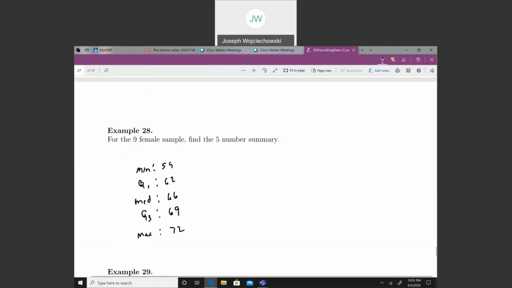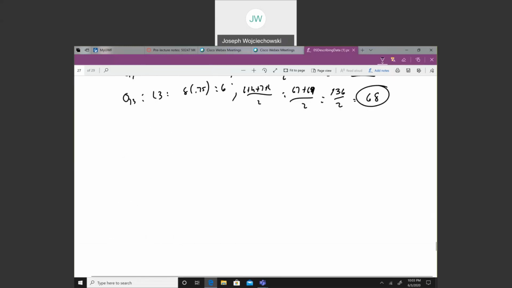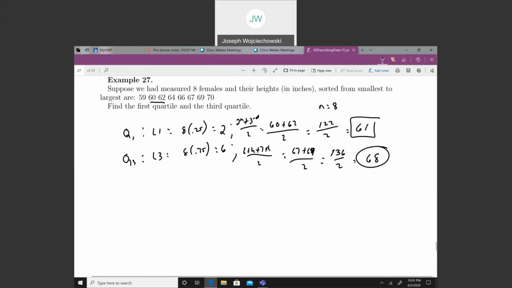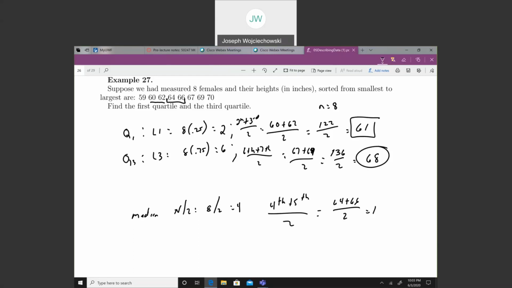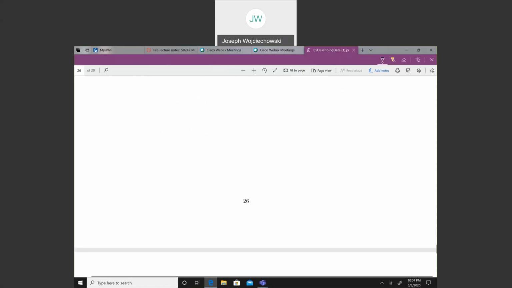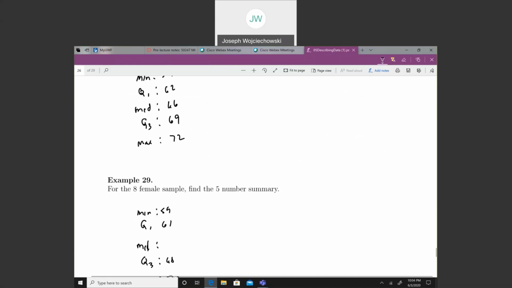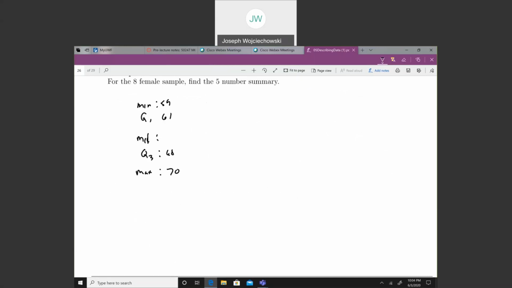Go back and find our median here. And the median, n divided by 2, which is 8 divided by 2 equals 4. So we want the fourth plus the fifth divided by 2. That's these two here. 64 plus 66 over 2, which is 130 divided by 2, which is 65. And our median is 65.